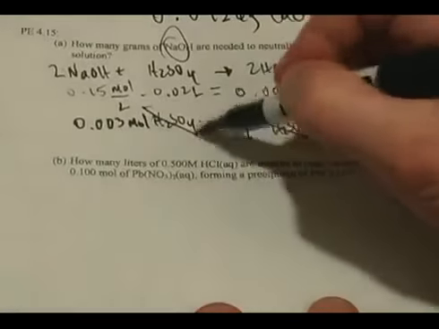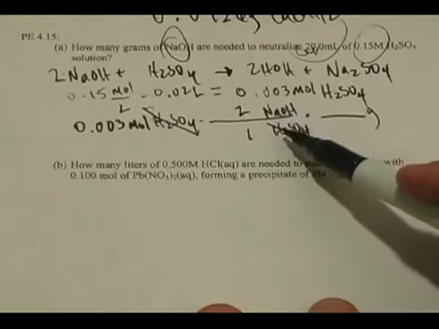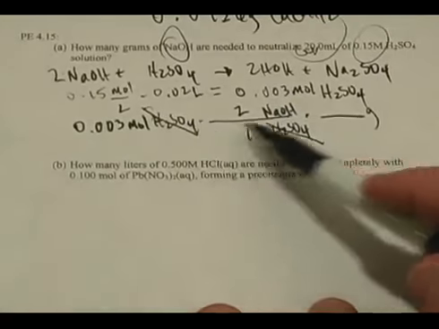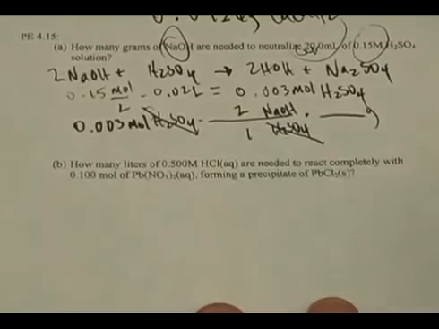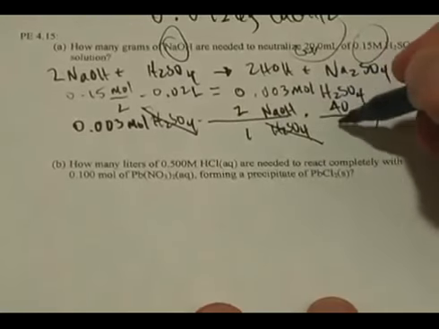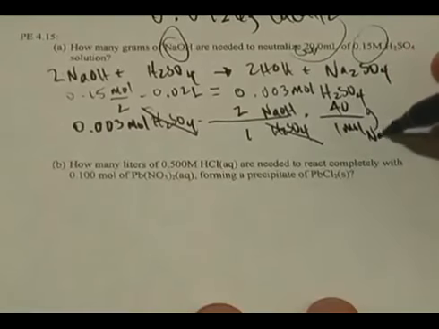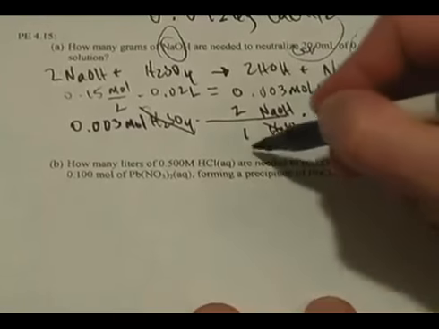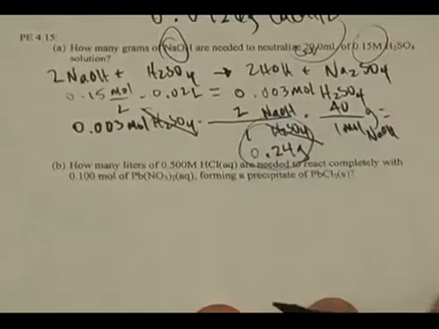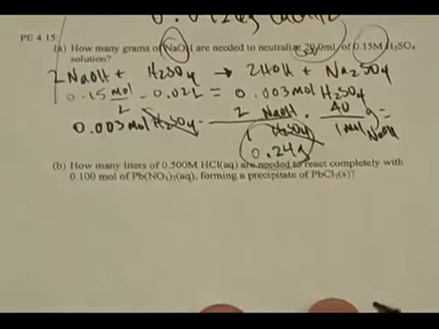Notice my H2SO4 cancels with my H2SO4. Another good reason to put your units, or at least what the substance is that you have, so then you can put it in a position where it's going to cancel. There's 40 grams in 1 mole of NaOH if you add it up on the periodic table, and so that turns out to be 0.24 grams of NaOH. A very similar problem to the one that we just did above.